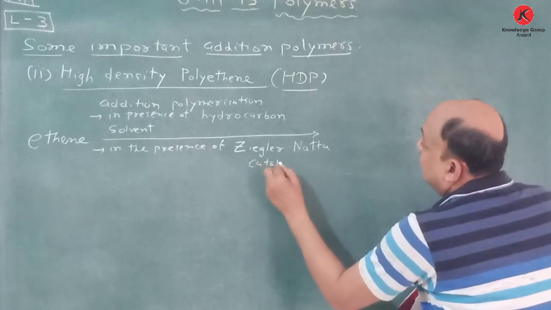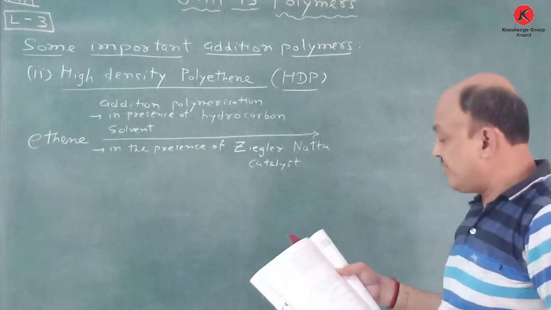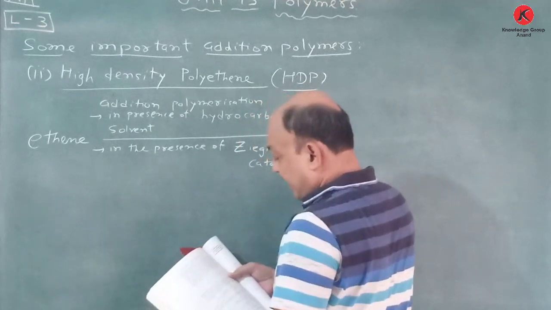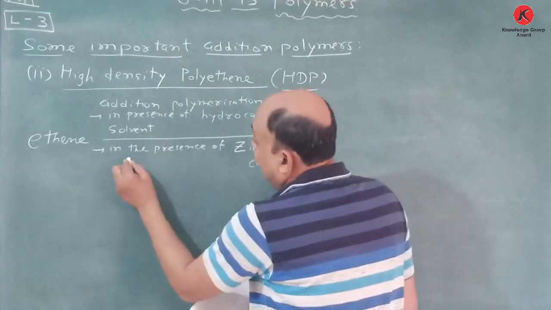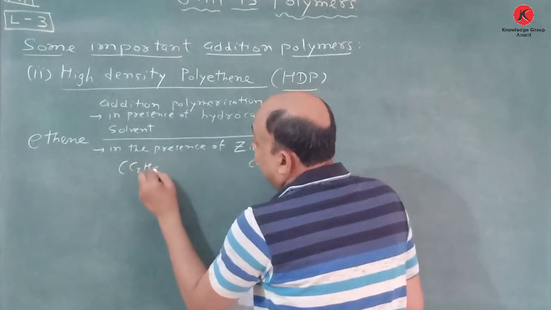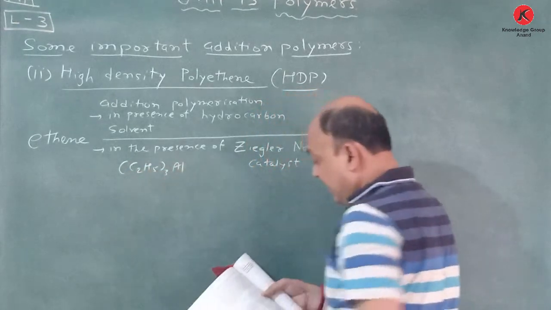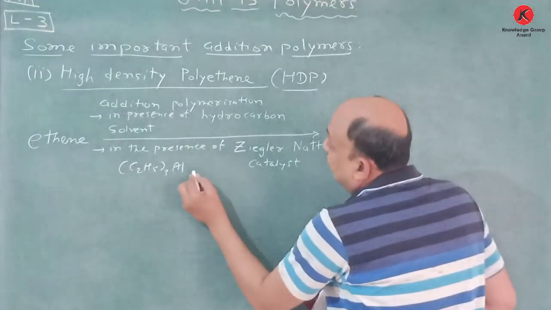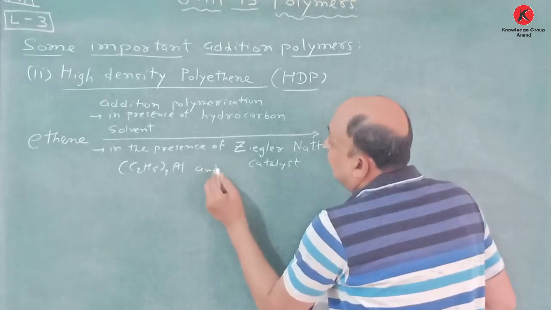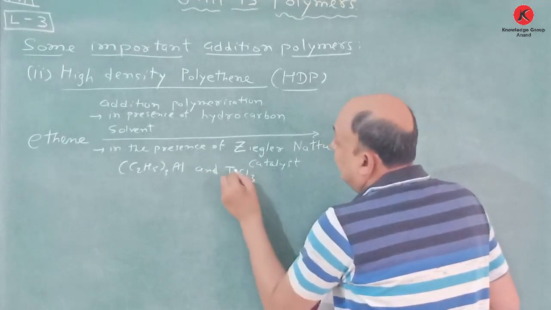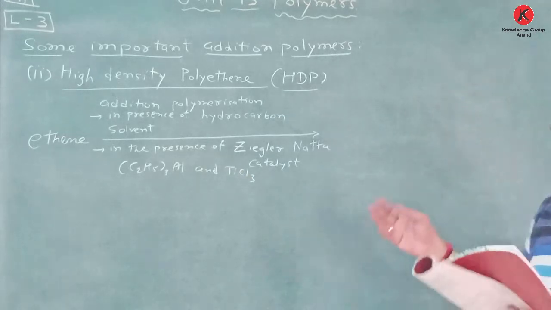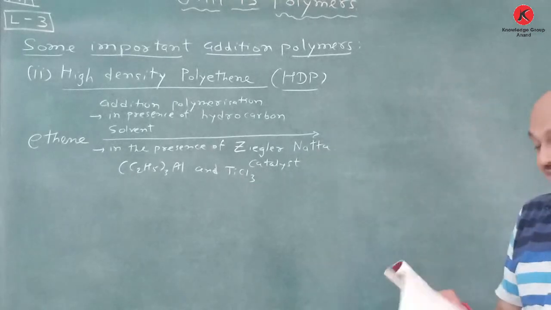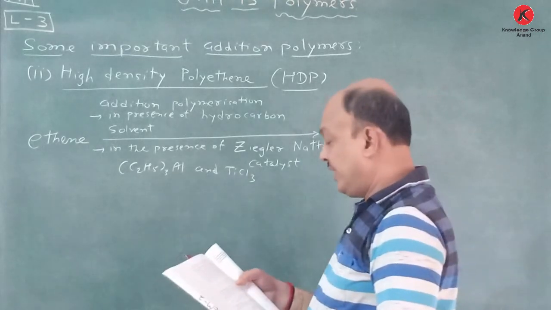What is the composition of this? Remember, it is triethyl aluminium, so (C2H5)3Al, and titanium tetrachloride, TiCl3 or TiCl4. This mixture is known as Ziegler-Natta catalyst. Okay, so this is your toluene here.